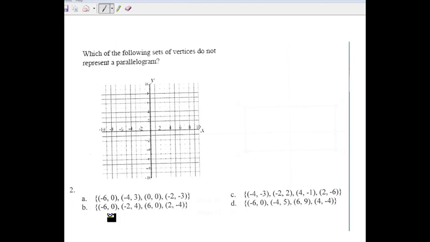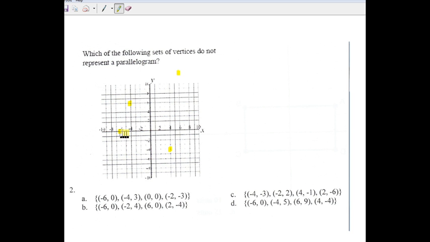This problem too is for regulars, and for the honors classes you need to find which one of these things does not represent a parallelogram. So if we look at our sets of points, maybe we start over here with D. So we go over to -6 and 0. That'll be a point somewhere around there. Like there. -4 and 5, somewhere in here, up to about 5. 6 and 9. 6 is here, 9 is pretty far up off the chart, maybe even. And then 4 and -4 is way down here.